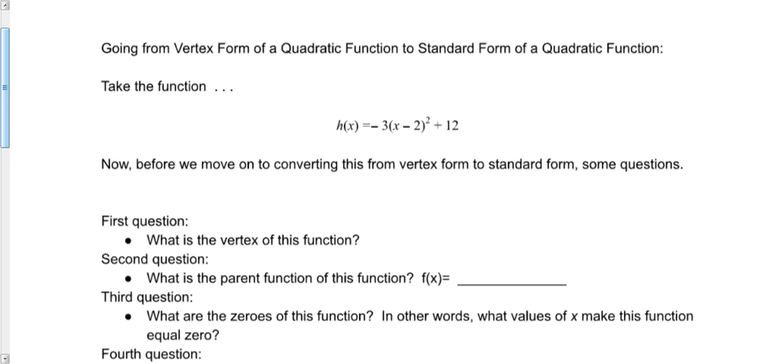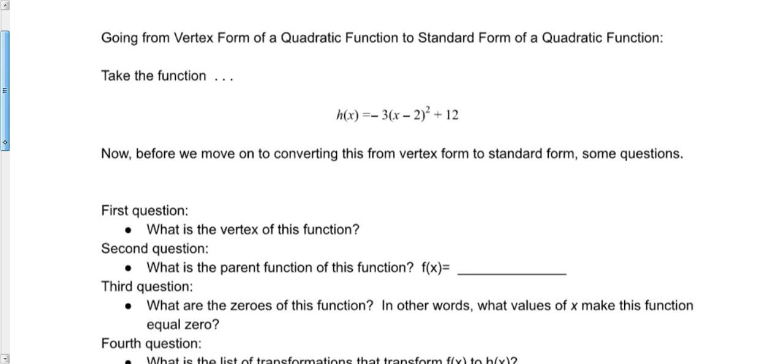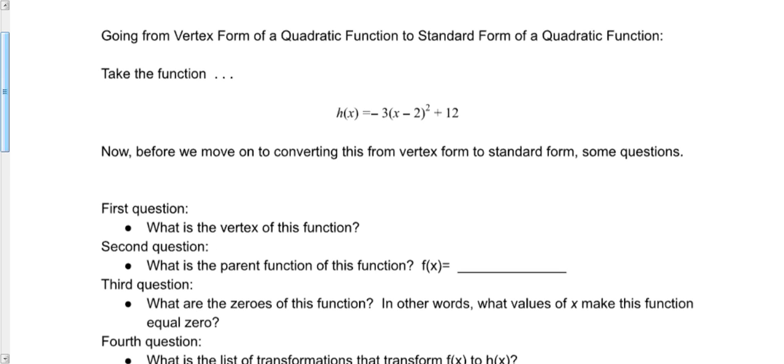All right. So, what's the advantage of standard form? Is it easier to understand? I don't know about that. But I do know this. If I'm looking to use my quadratic formula, do I want to be in standard form? Yeah, I do. Absolutely I do. Right? So there's advantages to both. Okay. But before we convert this, I want to do some review.